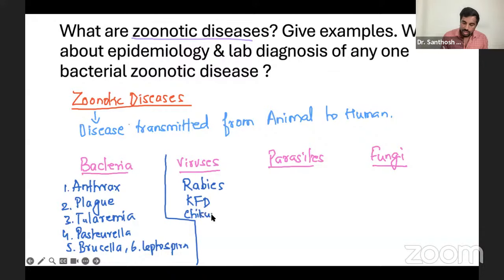Even chikungunya, these are some classic diseases. Rabies, KFD, chikungunya, even yellow fever, Japanese encephalitis. These all have a link with animals. So some of the viruses, parasites, n number of them we can say.